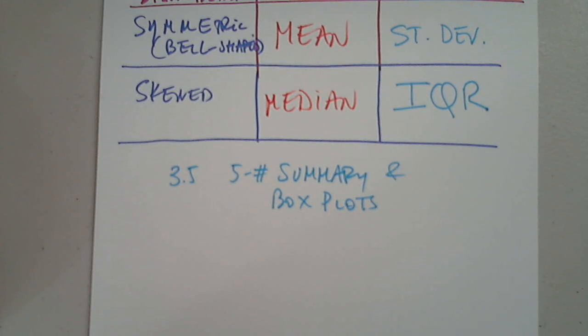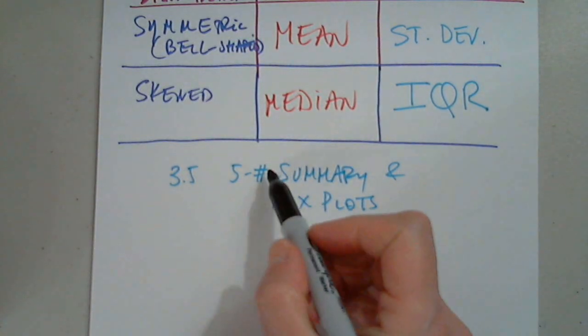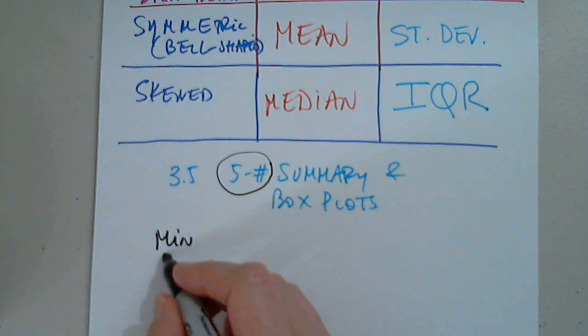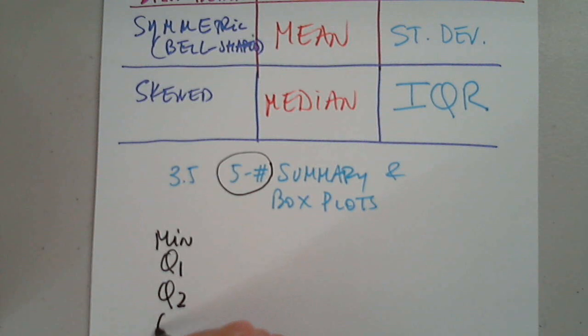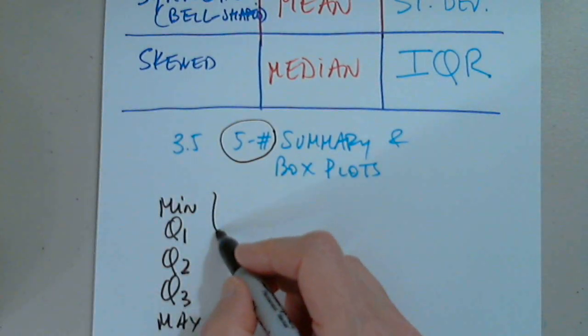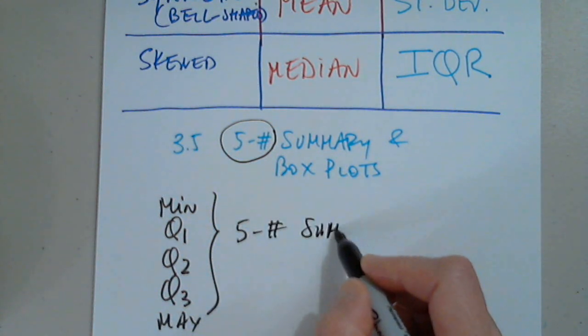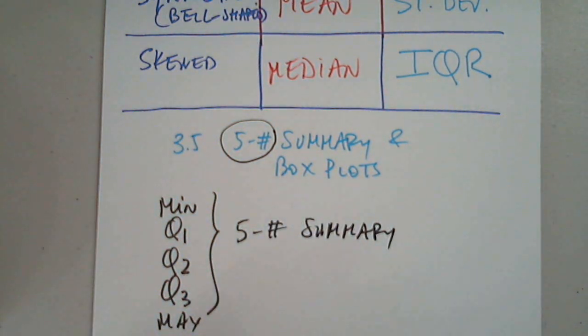I'm going to stop sharing for a second to clarify what this represents. The minimum, the Q1, Q2, Q3, and maximum are the so-called 5-number summary. So let's determine them. I'm going to share now.